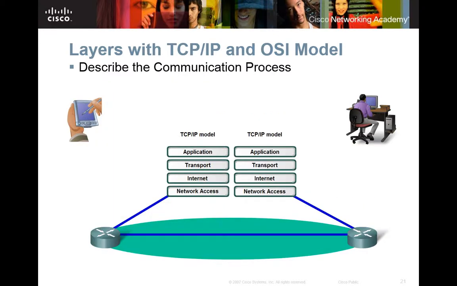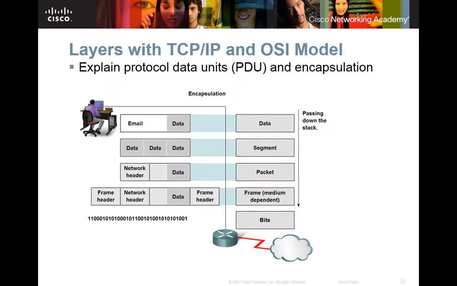And basically, it goes to application, transport, internet, network, across the network, back up to network, internet, transport, and application. That's the way it goes. And here's what I was talking about by the encapsulation. You have an email. It puts down into data. The data is then broken into segments.